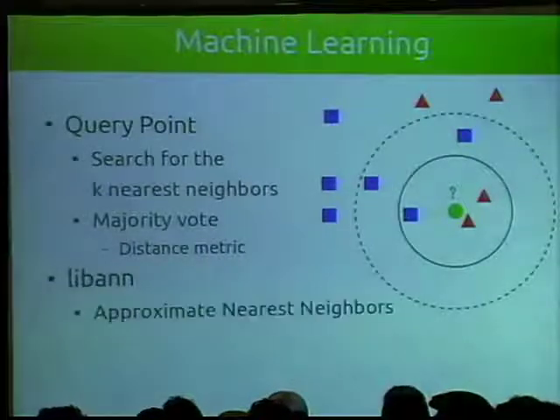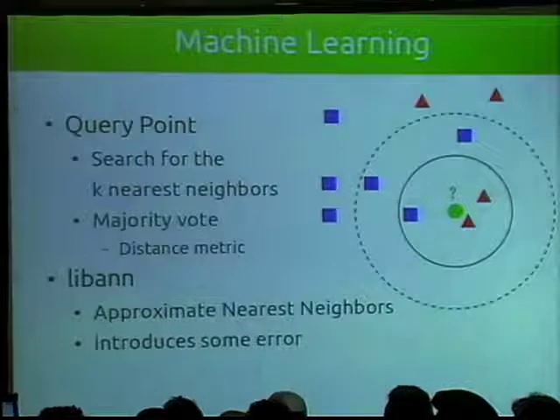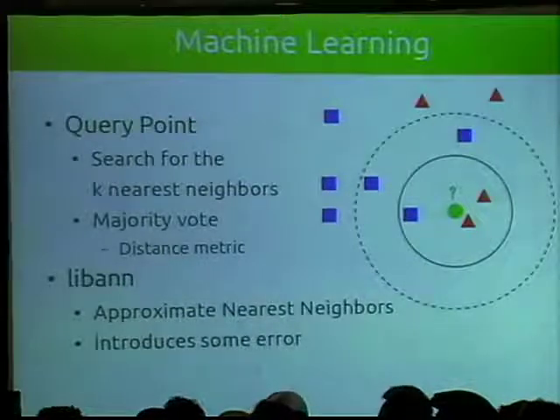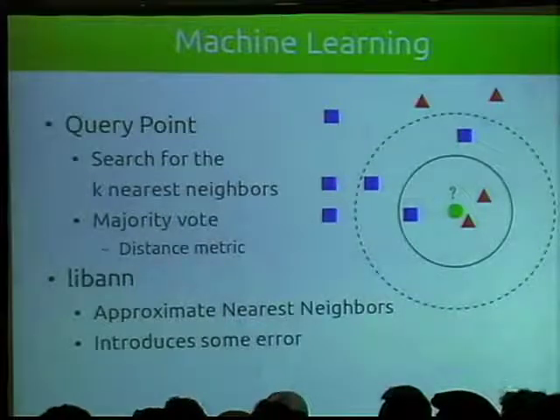And to do this, we use a library called liban, which is awesome. It's in the Ubuntu repos. It's the approximate nearest neighbors algorithm library. It's one of those things where they introduce some very small amount of error that's actually configurable, and it introduces some big performance gains.